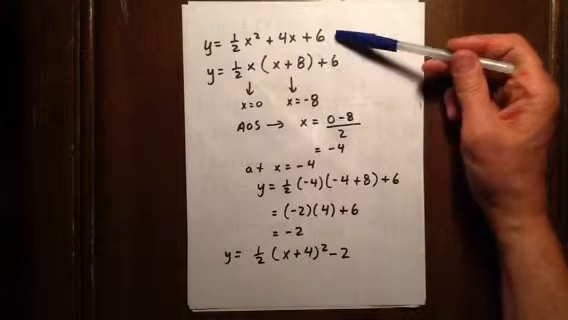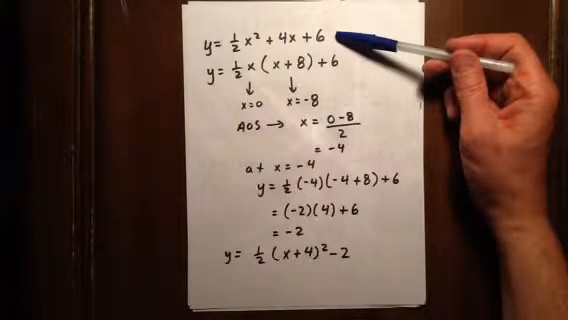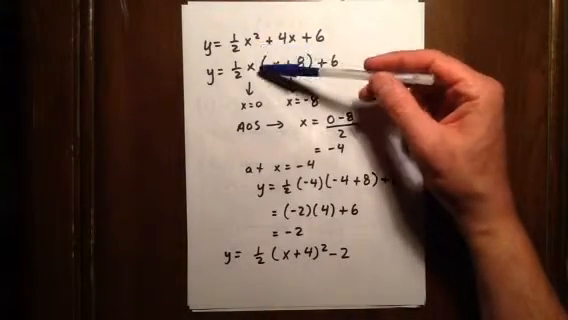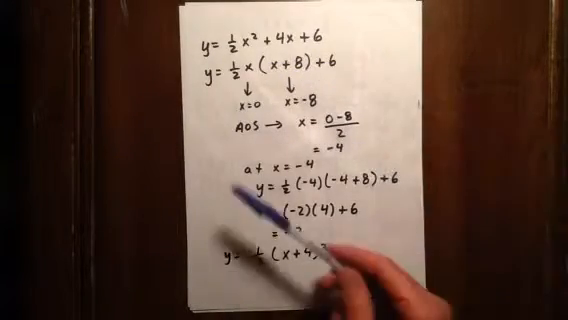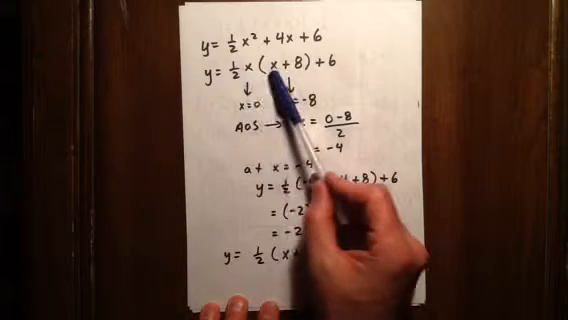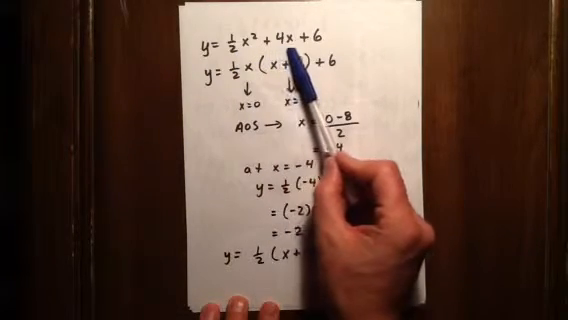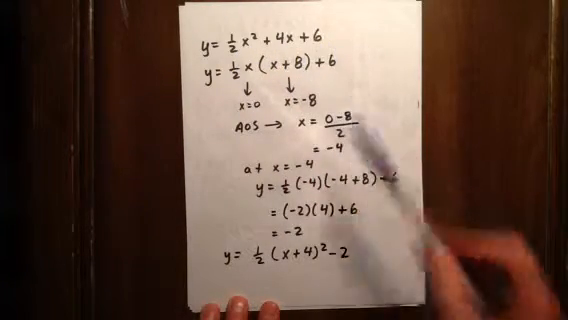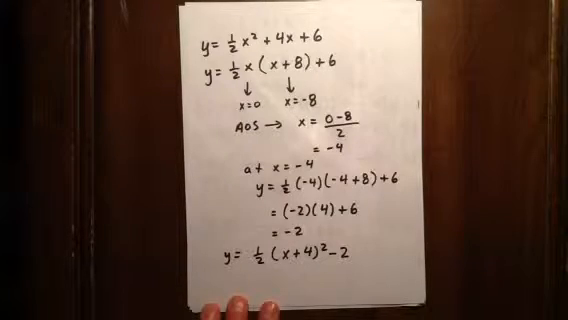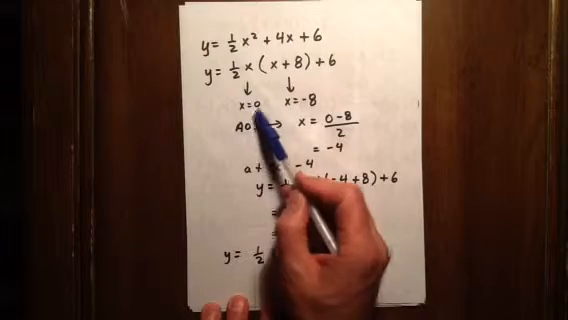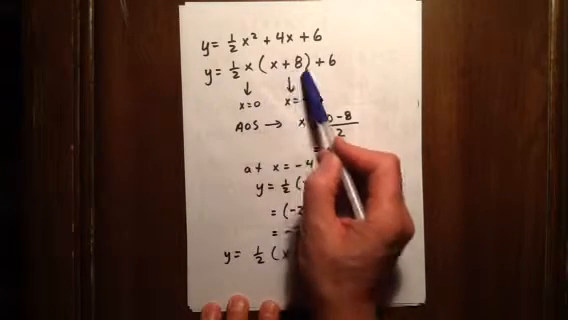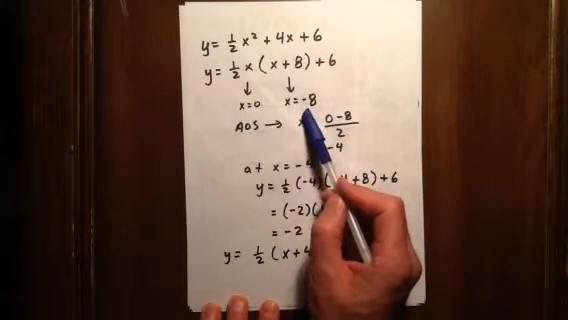So we have y equals 1/2 x squared plus 4x plus 6. Partial factoring means we have 1/2 x times x plus 8. Okay, 1/2 x times x plus 8 equals 1/2 x squared plus 4x. And then we still have the 6 added on the end. Now, if I let this factor equal 0, I get x equals 0. And if I let this equal 0, I get x equals -8.